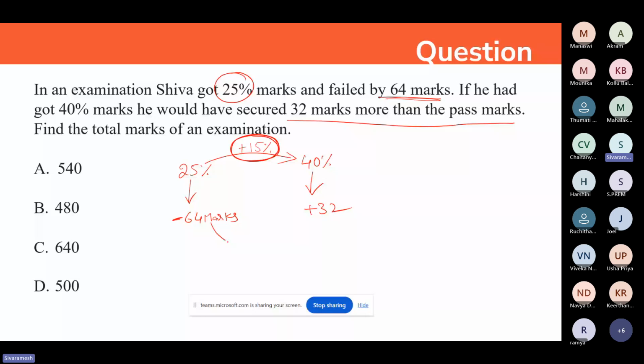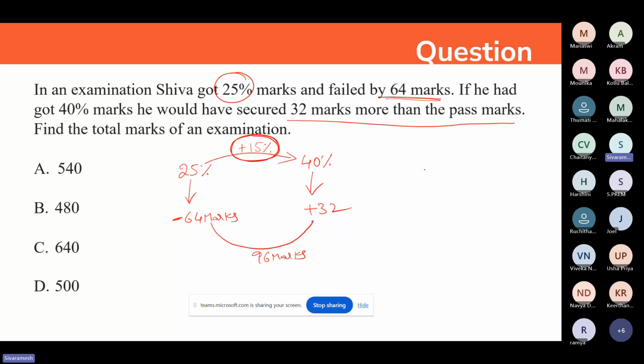Okay, what's the difference between minus 64 to plus 32? Many people will think that minus 64 plus 32 is minus 32. It's not the correct thing. So you want to go from minus 64 to plus 32. What will be the difference here? Can anyone tell? Minus 64 to plus 32 difference. 32, sir. No, it's not 32. 96, sir. Yes, it's 96 marks. Okay, let me explain first.